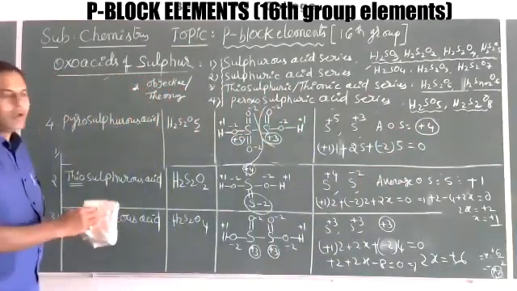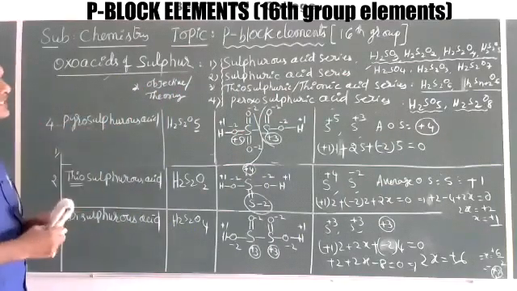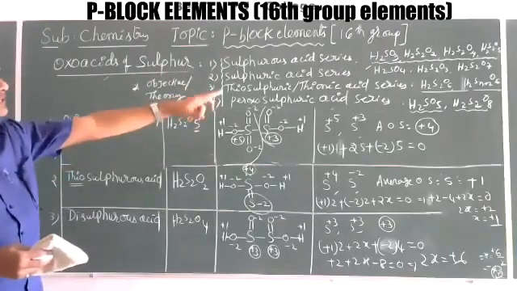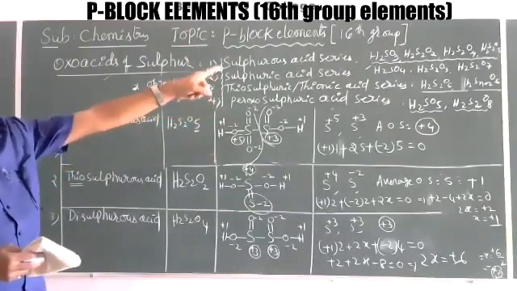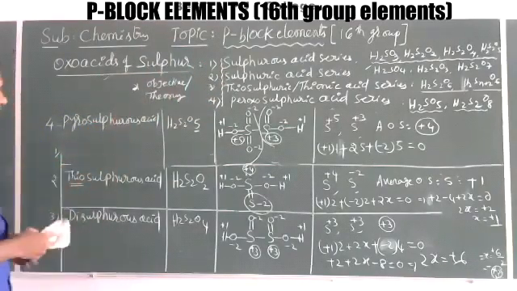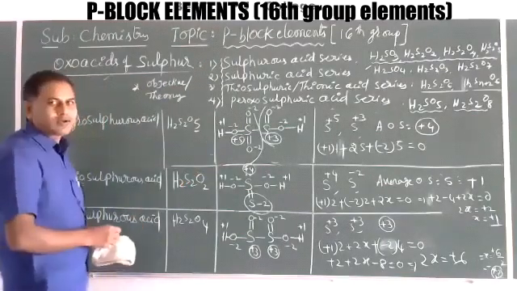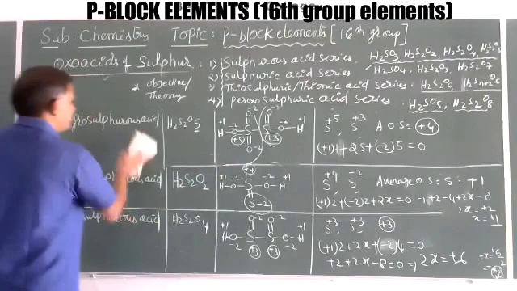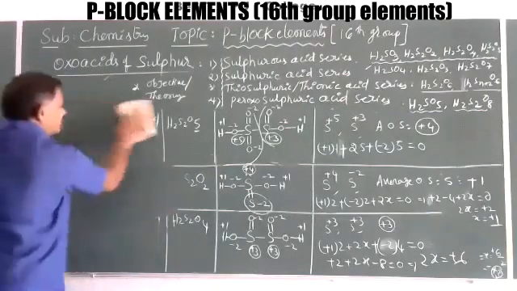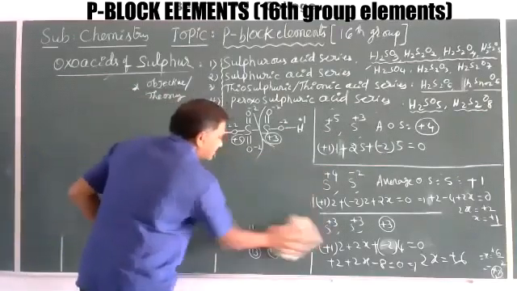These are the 4 important sulfurous acid series: sulfurous acid, thiosulfurous, disulfurous, and pyrosulfurous acid. Very very important. Please note down. Structures are very very important on the basis of Lewis dot structures. Next one is, next important table is the sulfuric acid series.